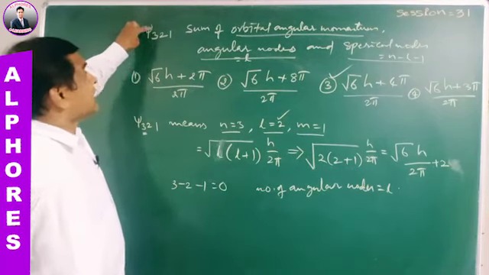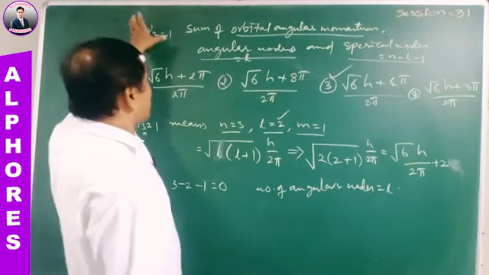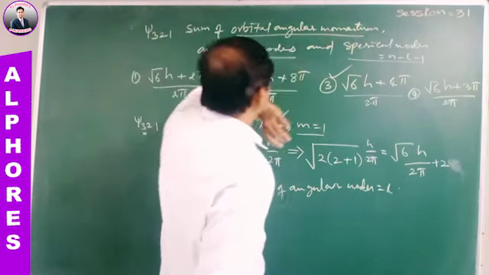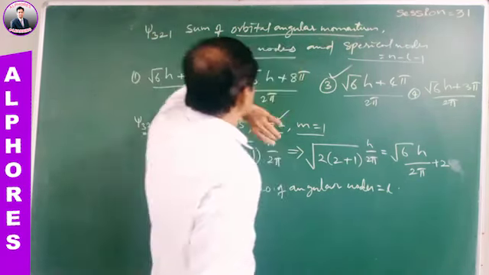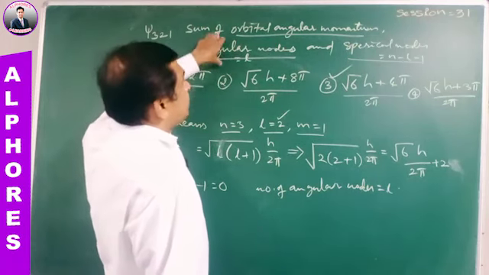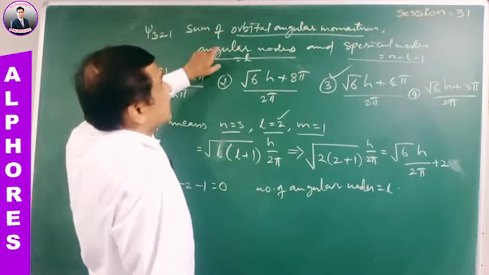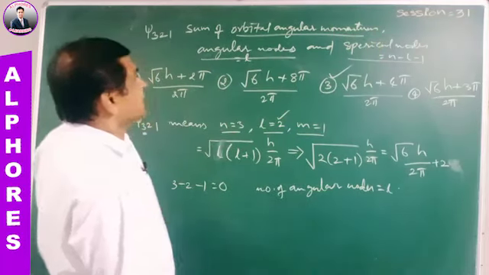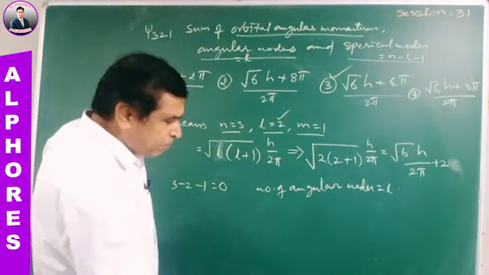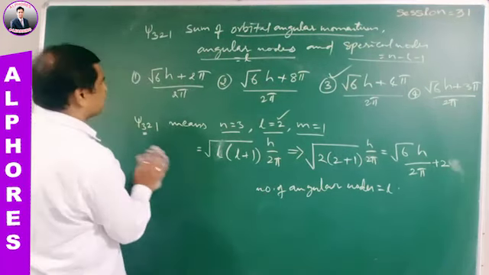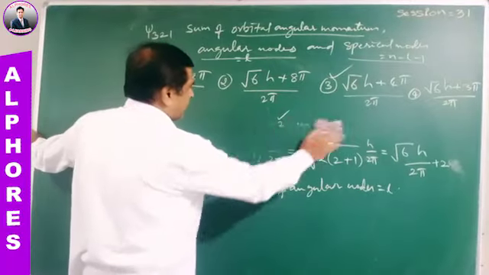Okay, that is psi 321. For this orbital, calculate the sum of orbital angular momentum, angular nodes and spherical nodes. Instead of angular nodes you can also understand radial nodes, it is also nothing but radial nodes or spherical nodes. That is a very important question. Next, this is one type of question. Next, let us understand another different question from the orbitals.